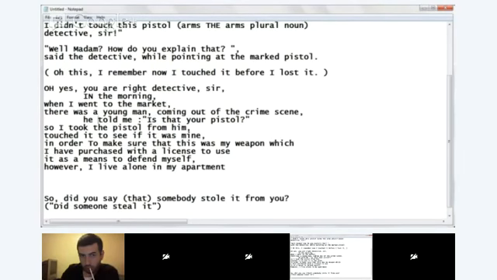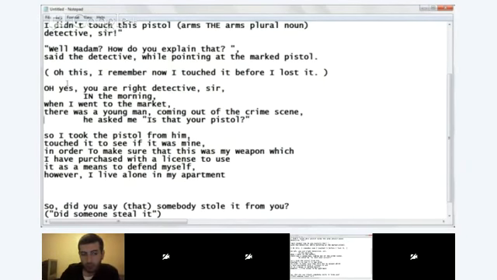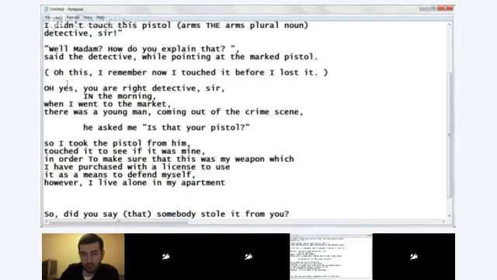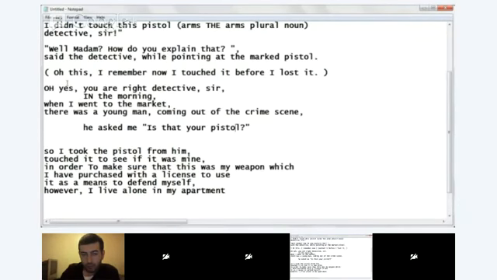He asked me is much better here. He asked me. Now, can you do that without direct speech? So he asked me. We don't always use direct speech. He asked me if that is my pistol.